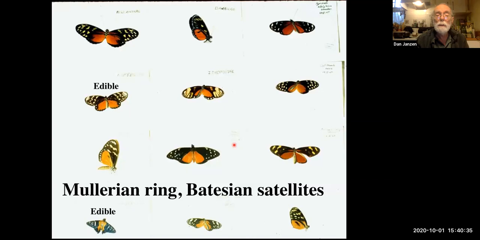This is a Eulerian ring, just like the one we just saw here, with Batesian satellites. So what do I mean by a Batesian satellite? This one right here and that one right there are highly edible. All the rest of these are very toxic. But if you're a bird, of course, you just view them all as the same thing.